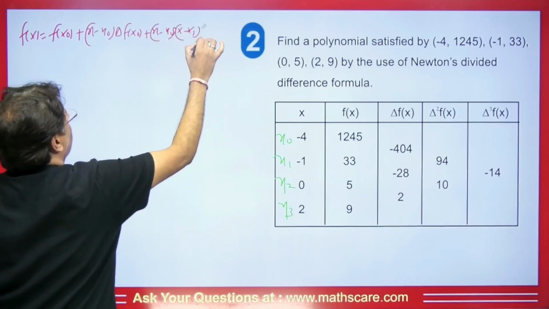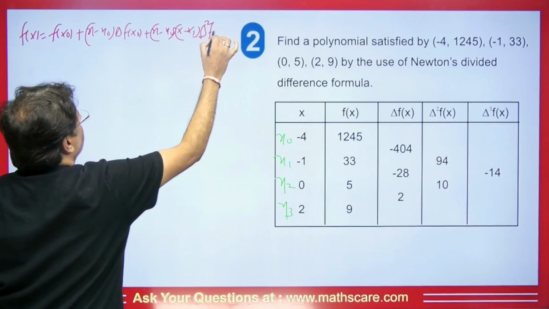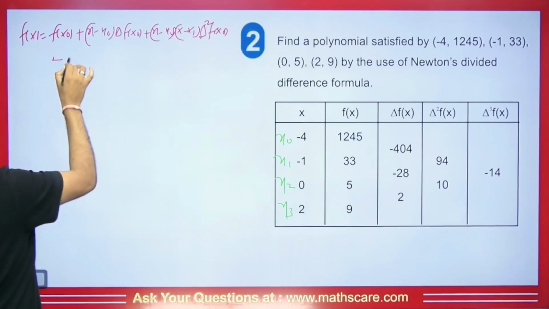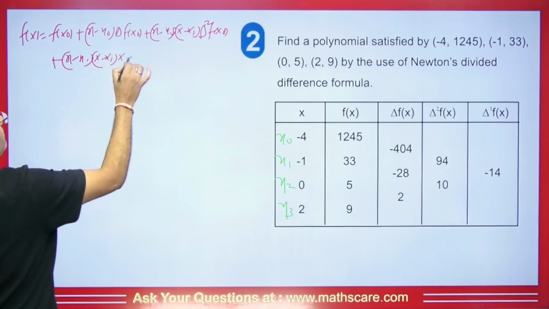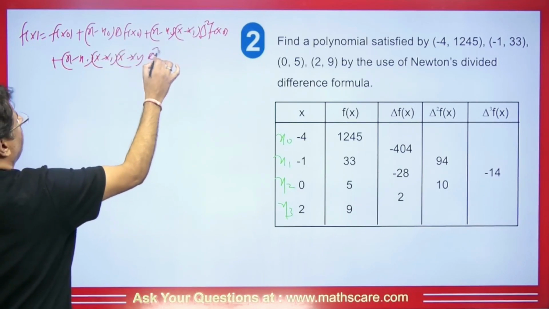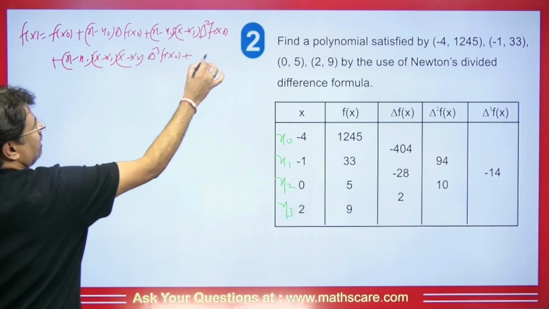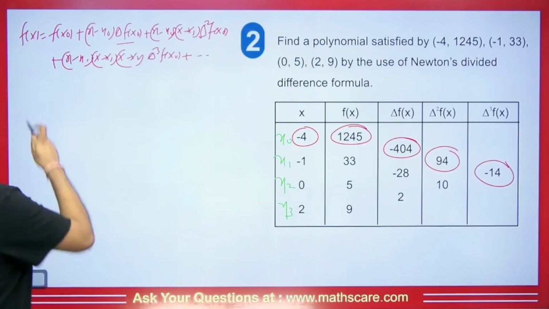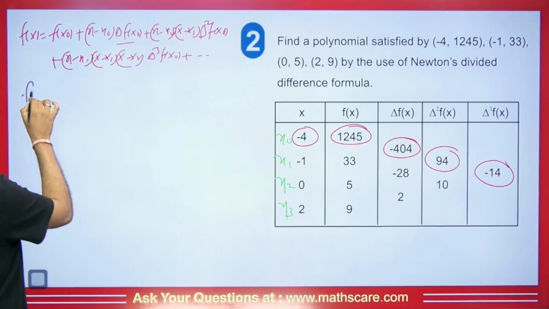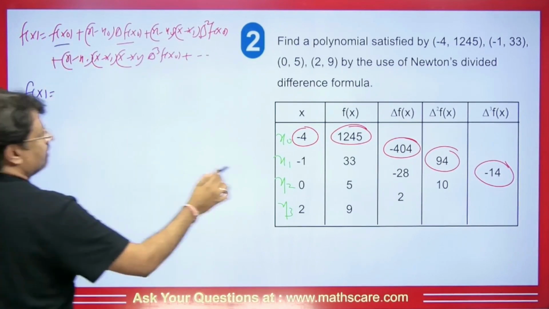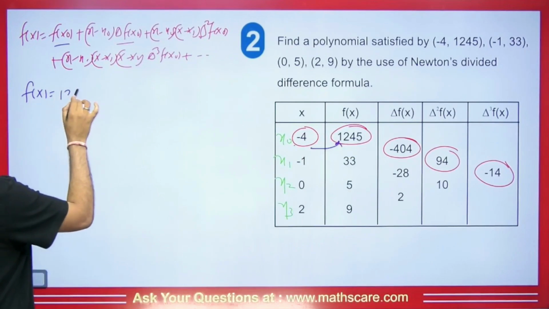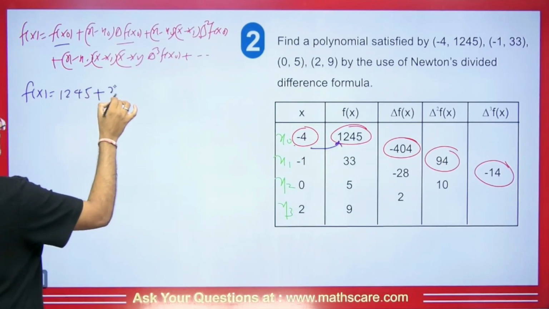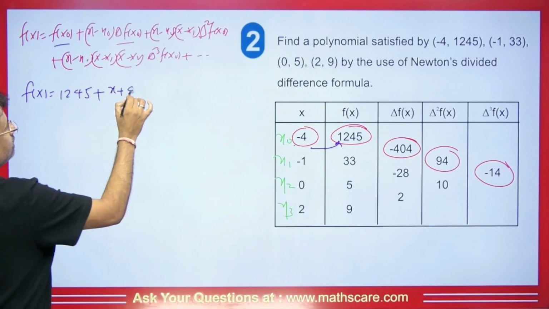(x minus x1), and students, here this will be del square fx0 plus (x minus x0)(x minus x1)(x minus x2). So students, this will be del cube fx0. Like this way, we write its value here. What we do is we put the value directly, so fx is equal to fx0. Here this is x0, corresponding to this is fx0 here. So students, this will be 1245 plus (x minus x0). So this will become plus 4.